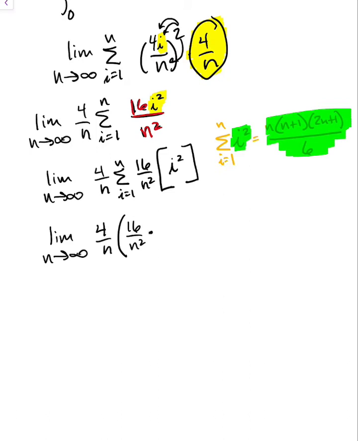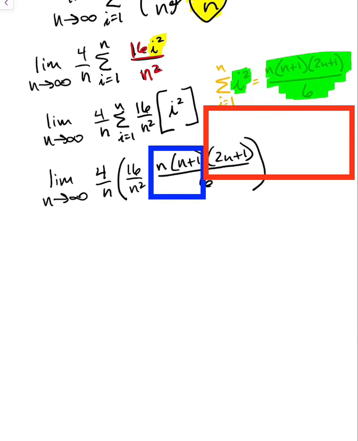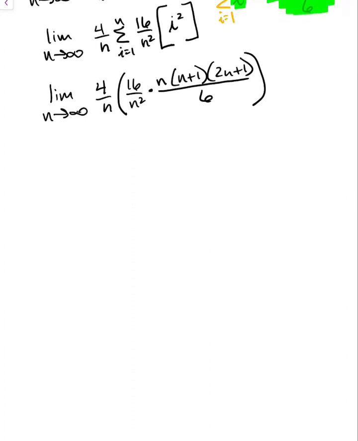Are you with me so far? Times what my i squared was, which is now n times n plus 1 times 2n plus 1, all divided by 6. Close parentheses. It may not seem like it, but I've actually cleaned it up. I've gotten rid of my i squared, and I am cleaning this up. Like I said, it does not look like it, but I am.